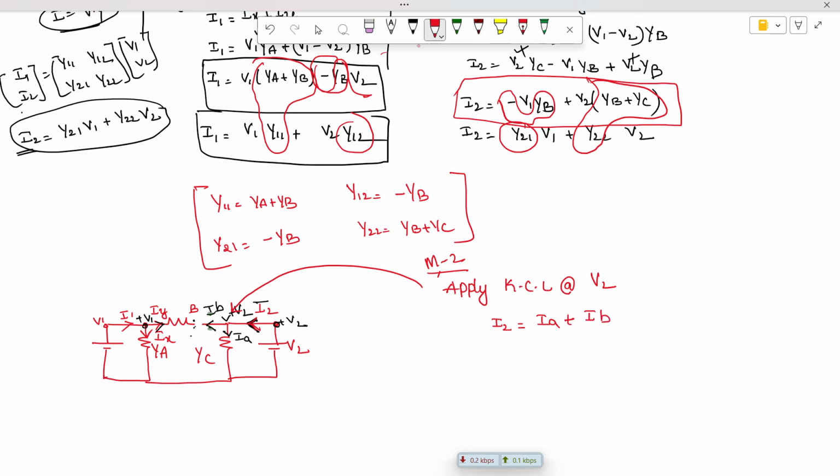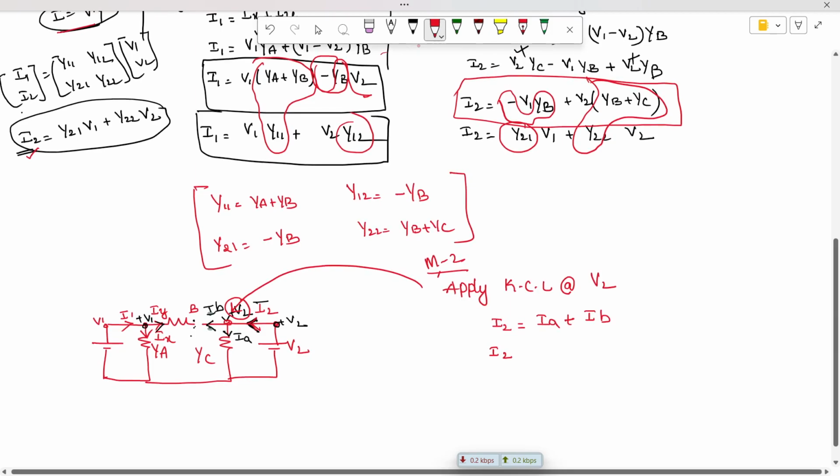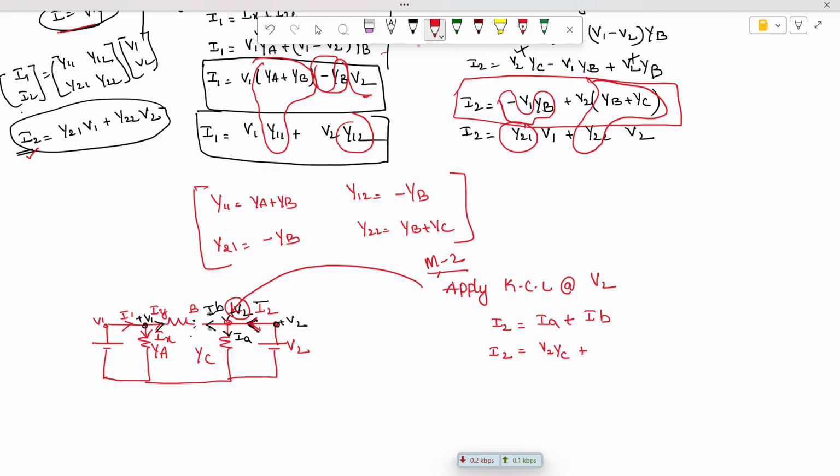Now what happens? Directly I require the standard format. I2 is there, I am writing I2, and IA is there. Sir, how to write down the current IA in this node? What is the voltage at this point? The voltage at this point is V2. So I can write I is equal to V into Y. Therefore, I am going to write V2 into YC plus, how to write down IB?